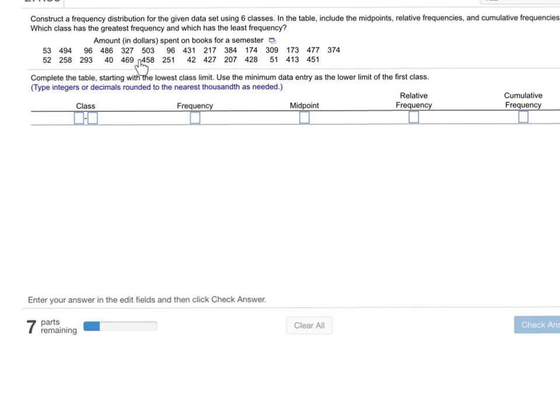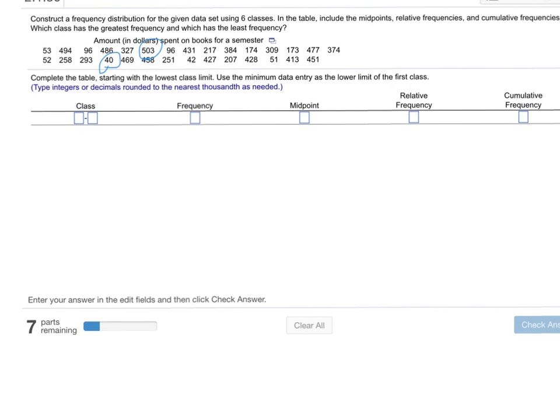So let's see, how many pieces of data do we have here? If we count, there's 29 pieces of data. We'll need that a little bit later. We need to first of all pick out the smallest and the largest data values. I guess the smallest data value would be this 40, and the largest data value is 503. So you look through here, pick out the smallest and the largest.